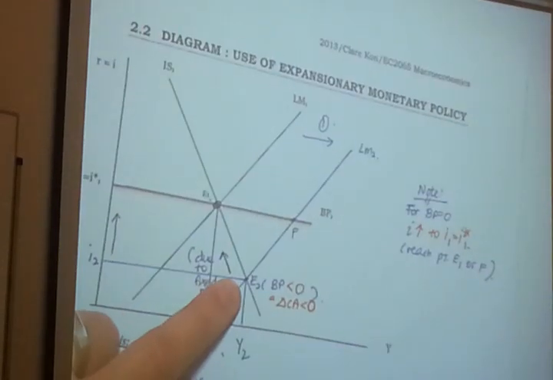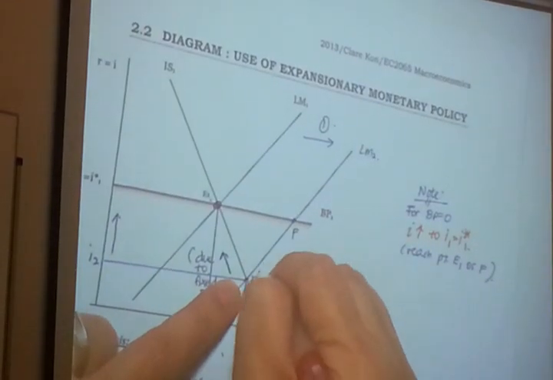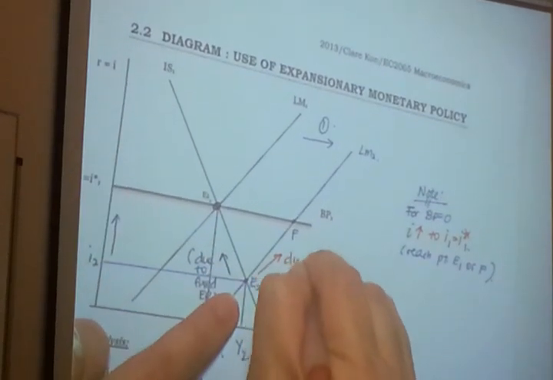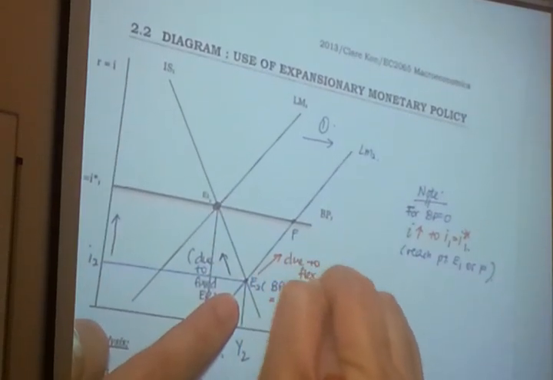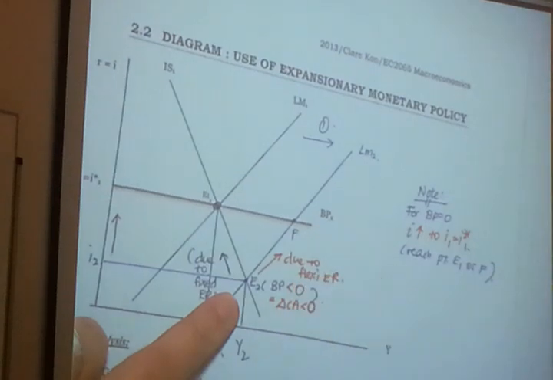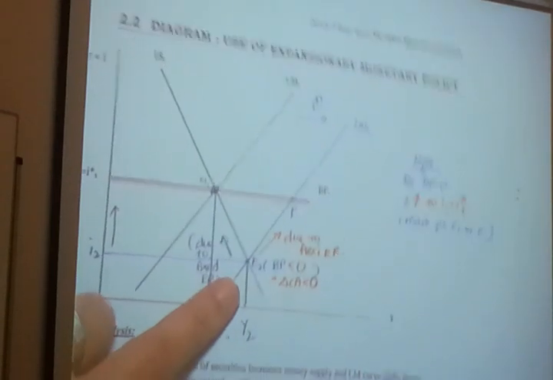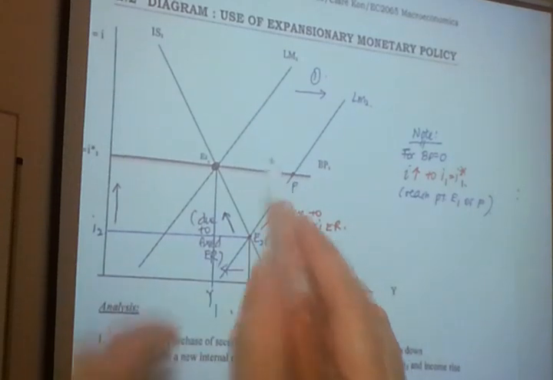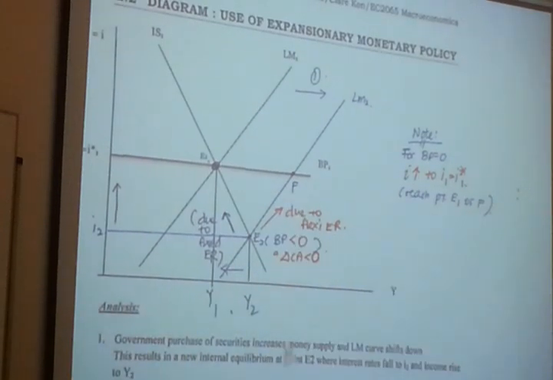Okay, so go to the diagram. At E2, you're ready to shift the IS. Right? So this is due to the flexible exchange rate. And you see, right? So don't draw yet. Don't always be in a hurry to put in the curve. Make it clear that you know the BP is being adjusted.